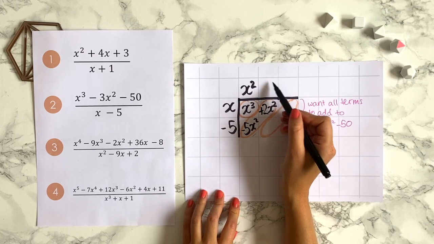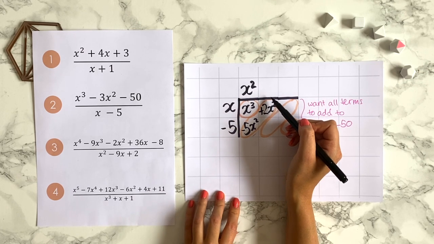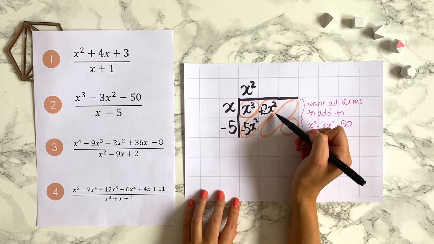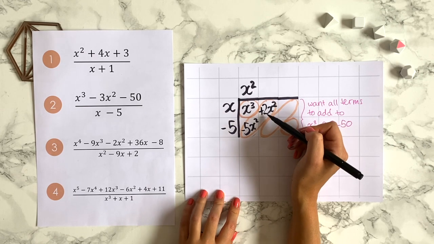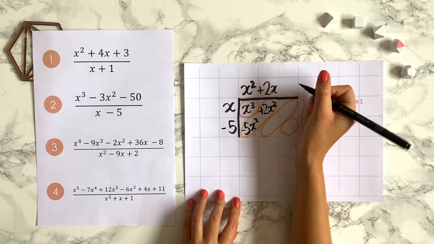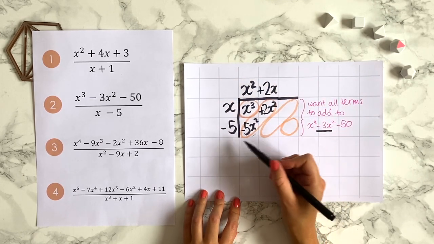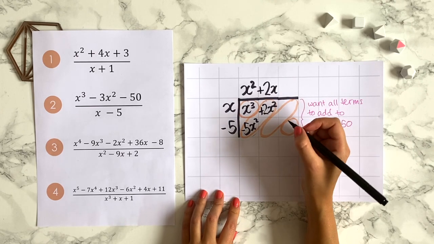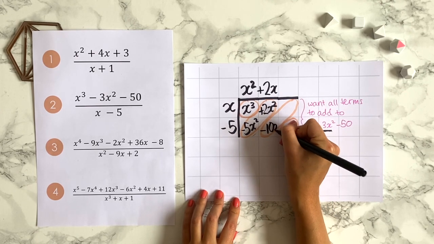Now we can fill out this section of our multiplication grid. To get from x to plus 2x squared, we need to multiply it by plus 2x. Now let's fill out this square. Minus 5 times plus 2x is minus 10x.